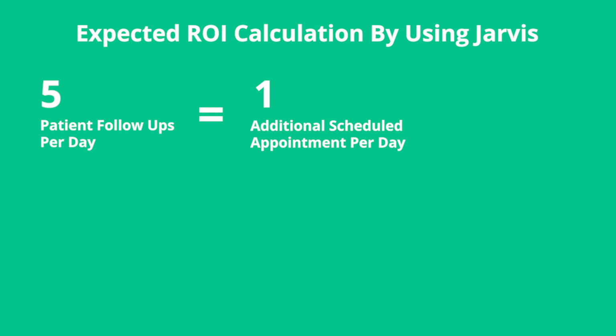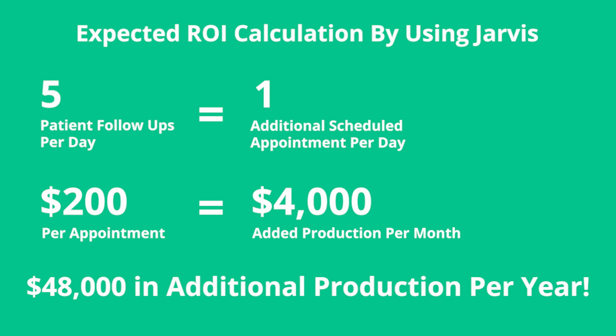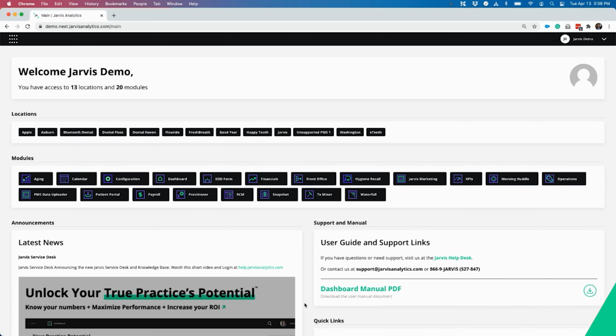If we can safely say each appointment is worth about $200, that equates to about $4,000 more per month of production, or about $48,000 a year for a full-time practice. That's a lot, and that's some easy daily things that you can do.